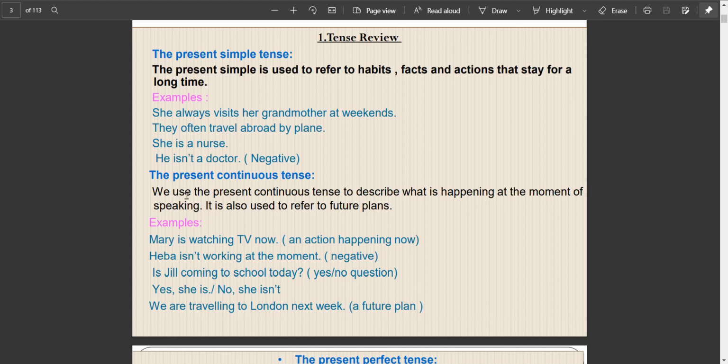ما هو المضارع المستمر? We use the present continuous tense to describe what is happening at the moment of speaking. استخدم المضارع المستمر لوصف ما يجري في لحظة الكلام. It's also used to refer to future plans. also يستخدم للخطط المستقبلية. Let's take a look at these examples. Mary is watching TV now. An action happening now. Mary is watching TV now.